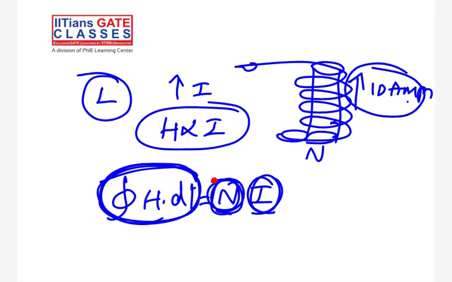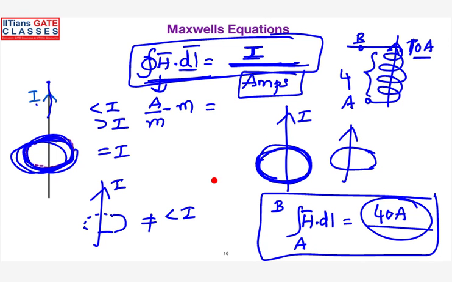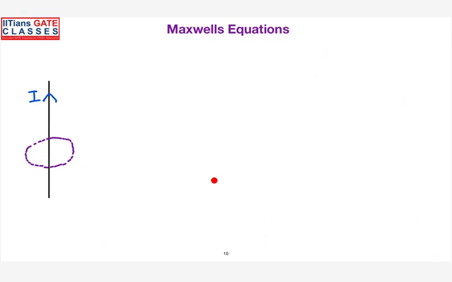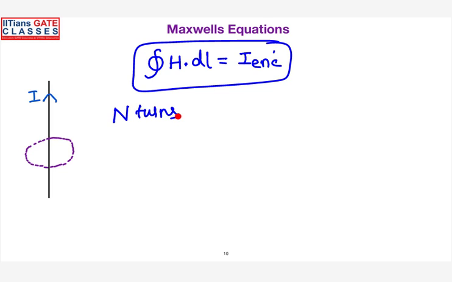Yes, sir. We'll go back to the same presentation. So finally, what it says: when you are doing the line integral of magnetic field intensity, this will be equal to I enclosed. So for N turns around a wire, the total enclosed current will be N times the current flowing through it.